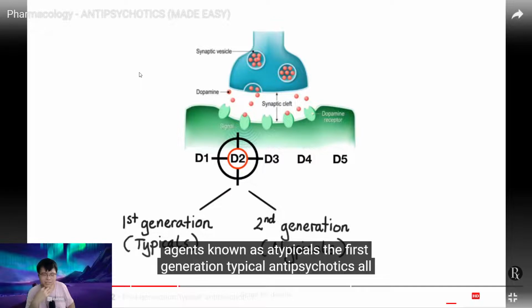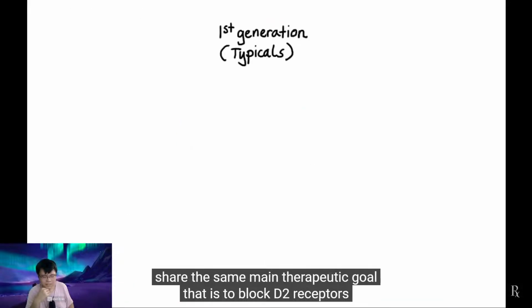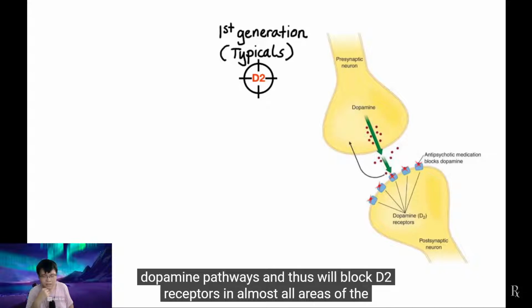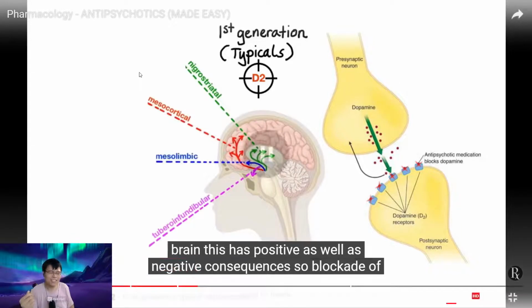The first-generation typical antipsychotics all share the same main therapeutic goal, that is to block D2 receptors. Furthermore, typical antipsychotics are not selective for any of the 4 dopamine pathways, and thus will block D2 receptors in almost all areas of the brain. It's like dropping food dye into water. It colors the whole brain. You can't just expect the drug to diffuse into just the mesolimbic pathway. It's gonna hit everything. Our technology's not advanced enough to localize it to just one part of the brain yet. Wouldn't that be nice though?